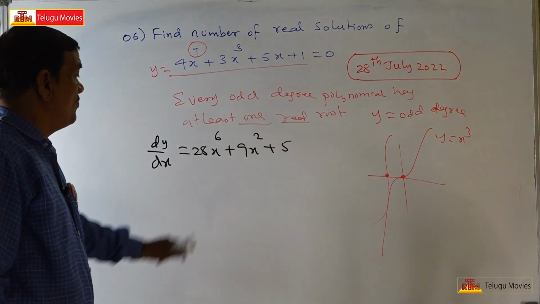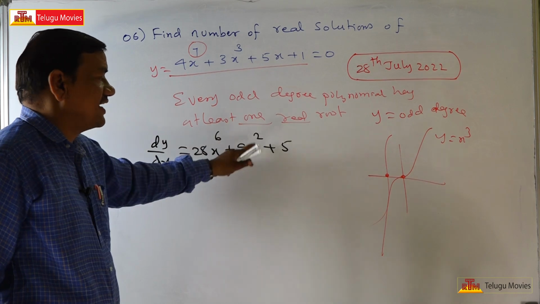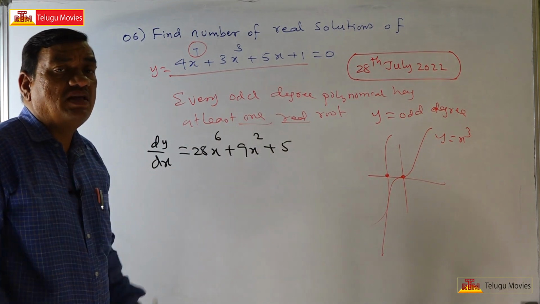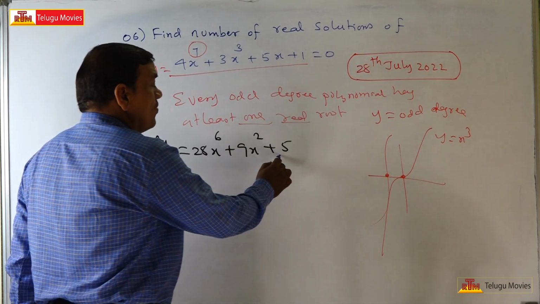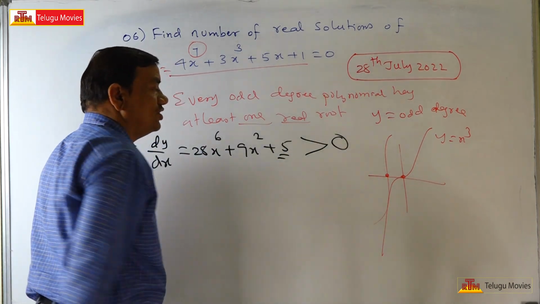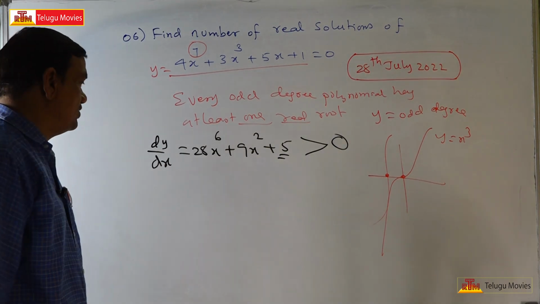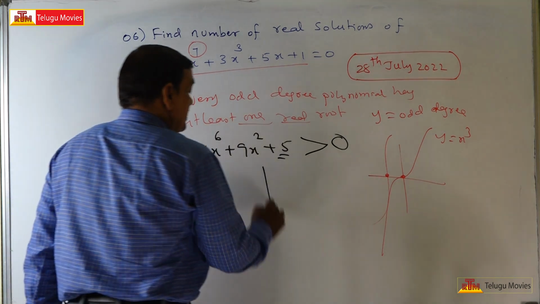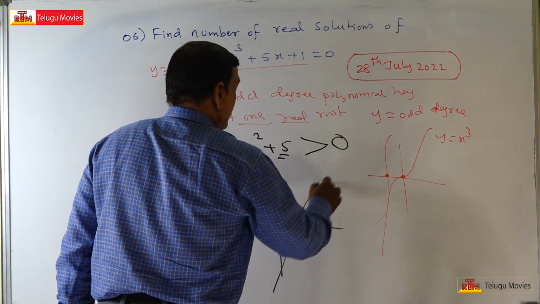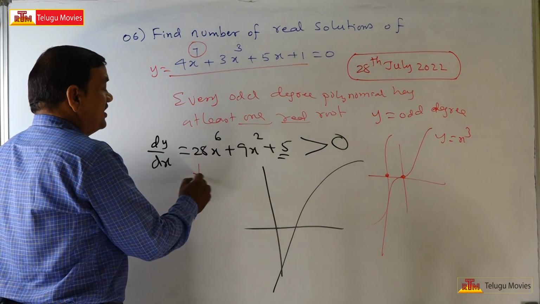If you observe, here x power 6, here x square, whatever may be the value, and one more thing, you have plus 5. It is always greater than 0. Understand? It is always greater than 0. That means it is an increasing function.